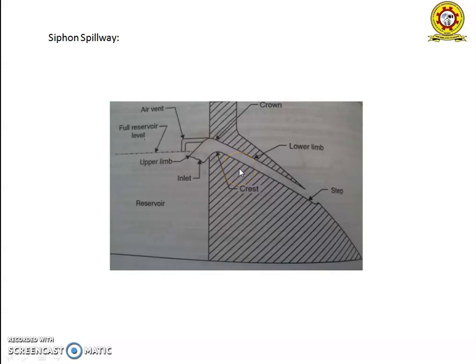A head race is a channel which conducts the water to a turbine, and the tail race is a channel which conducts the water from the wheels. There are two types of conduits, open conduits and closed conduits.